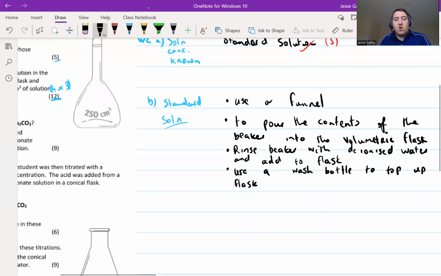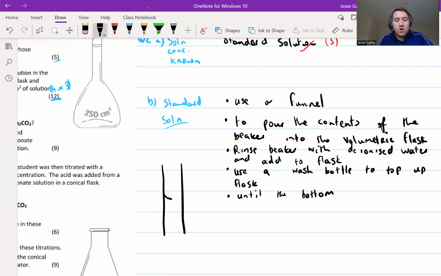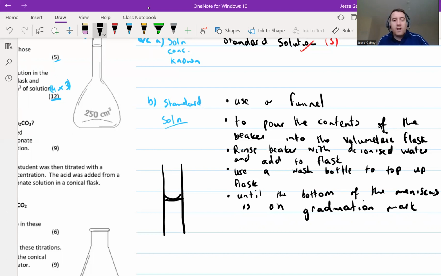Okay, next point. If you didn't talk about how do you know when to stop filling? Okay, when do we stop? Until the bottom of the meniscus, and the meniscus is the curve like this. Here's the neck of the flask, and the meniscus is the curve of the liquid, and we want that to stop on the graduation mark. So until the bottom of the meniscus is on the graduation mark, and we've got loads of stuff here. We're definitely going to get all the marks. We've already got 4 scoring points, but keep finishing it anyway.